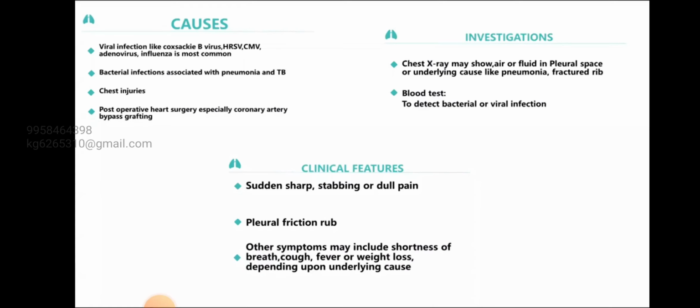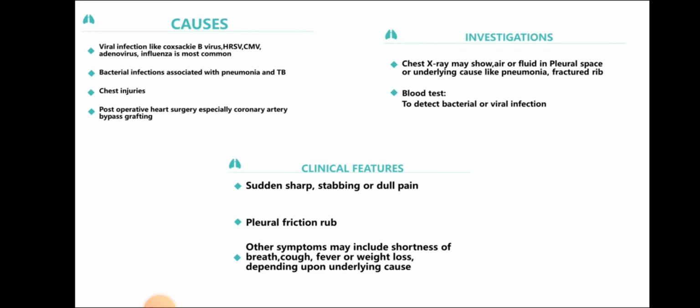And the causes which can result in pleurisy or pleuritis: one is viral infections like Coxsackie B virus, adenovirus, influenza, etc. Then bacterial infections associated with pneumonia, tuberculosis, etc. Then chest injuries, then cardiac problems like ischemia, pericarditis, then pneumothorax, lung cancer, lymphoma. These are the causes which can result in pleurisy.